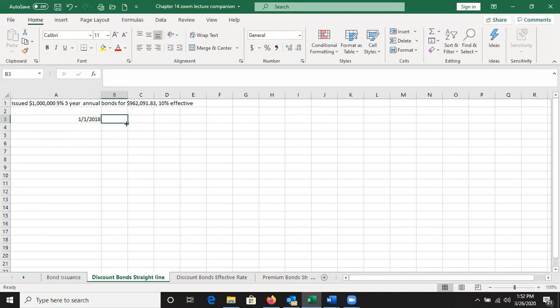Anyways, January 1st, 2018, we're issuing bonds for $962,091. They're really worth $1 million. So we receive cash for what we are actually going to receive for the bonds, which is the $962,091.83. I'm not good at it. I'm only an accountant.